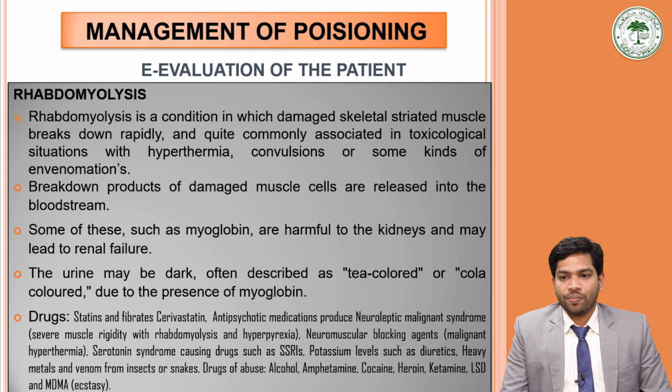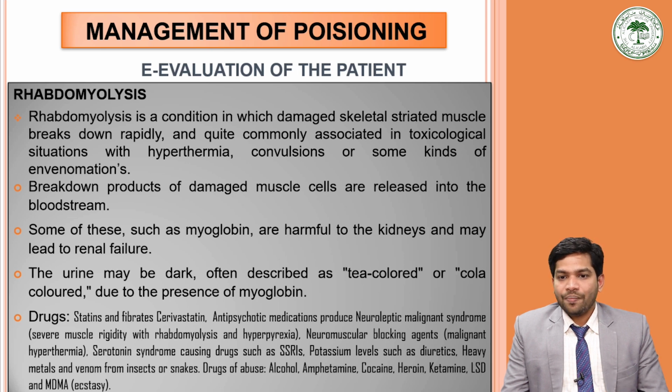More severe rhabdomyolysis is characterized by muscle pain, tenderness, weakness, and swelling of the affected muscle. Release of the components of the muscle tissues into the bloodstream causes electrolyte disturbances, which can lead to nausea, vomiting, confusion, coma, or abnormal heart rate and rhythms. Urine may be dark in color, often described as tea-colored or cola-colored, due to the presence of myoglobin.